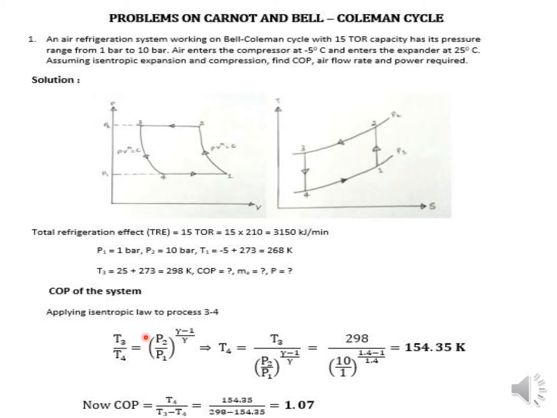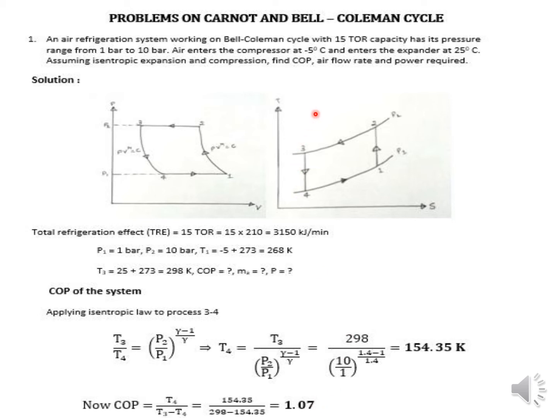Also I can write this in terms of the T-P relation, that is T3 by T4 is equal to P3 by P4 raised to the power (gamma minus 1) by gamma. But P3 is equal to P2 and P4 is equal to P1. He has substituted here directly. So these temperatures are known. Gamma is 1.4 and T3 is 298. Substitute all and you will get T4. One equation, one unknown, we can easily solve it. So 154.35. Substitute it in the COP equation, and you will get 1.07 as COP.